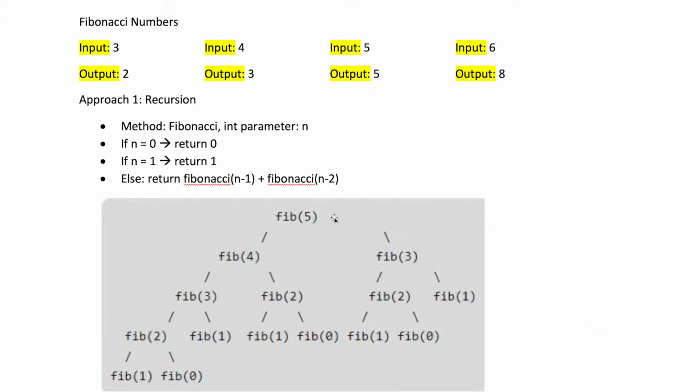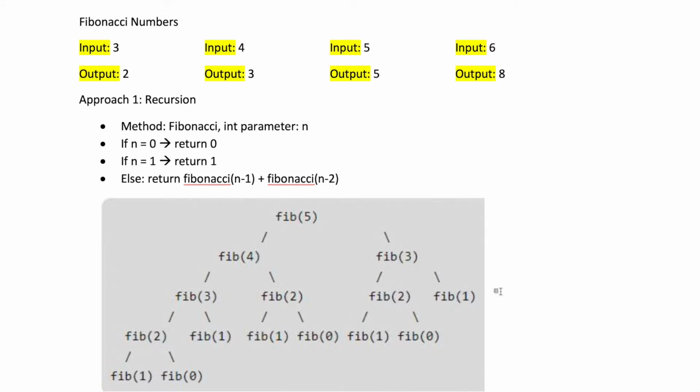So for example, if you were asked to find the fifth number in the Fibonacci sequence, 5 is not equal to 0 or 1, so you would find the Fibonacci of 4 and 3. 4 is not equal to 0 or 1, so you find the Fibonacci of 3 and 2, and then 3 turns into 2 and 1, 2 turns into 1 and 0, 2 turns into 1 and 0 once again, and so on and so forth.